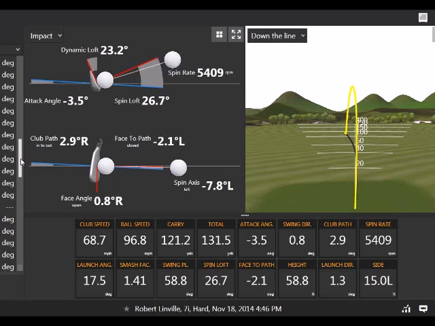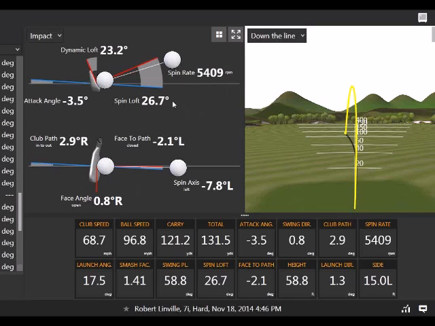Now, one of the big factors, especially with the driver, is spin rate. People all the time are coming in going, I got to get my spin rate down, or I got to get my spin rate up.